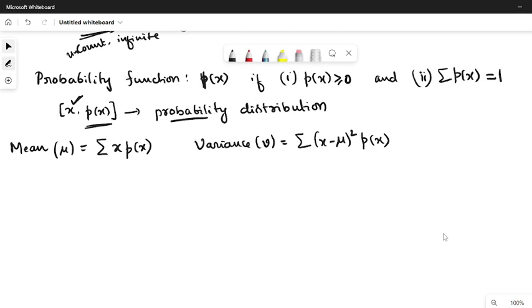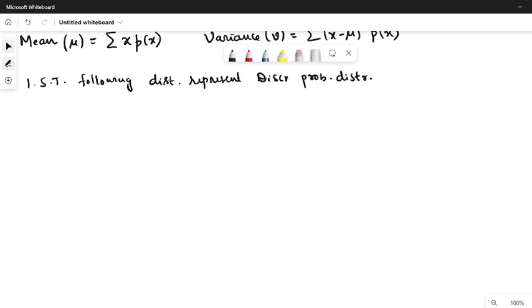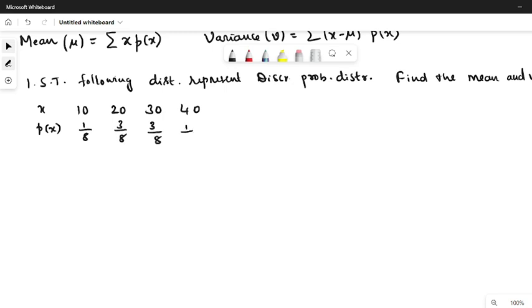The first problem I'm going to consider here is: show that the following distribution represents a discrete probability distribution. Find the mean and variance. Your distribution is given, x and P(x). This is called a distribution. 10, 20, 30, 40 are the values of x. 1/8, 3/8, 3/8, 1/8 are the values of P(x).